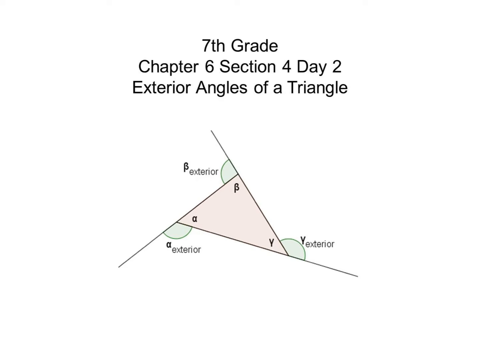Today we're going to talk about the exterior angles of a triangle. Hopefully you remember the last lesson, we did talk about exterior angles. It's when you extend the line that makes the side of a triangle, and on the outside of the triangle, you go from a side of the triangle to that line that you just extended. So here are exterior angles.